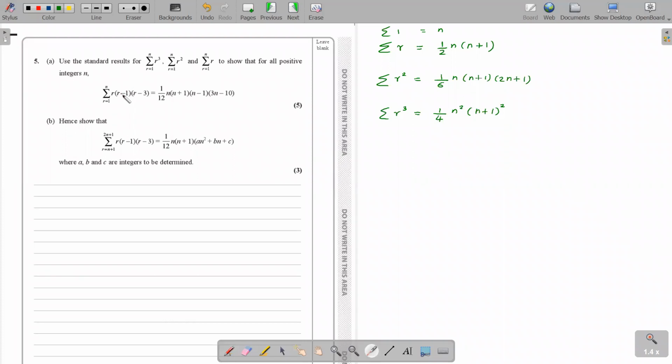Okay, question number 5. Use the standard results for summation of r cube, r square, r to show that for all positive integers n, the summation of r times r minus 1 times r minus 3 is equal to this. So it's a show that, and it's 5 marks. Be really cautious because it's a show that, you need to show your working very clearly.